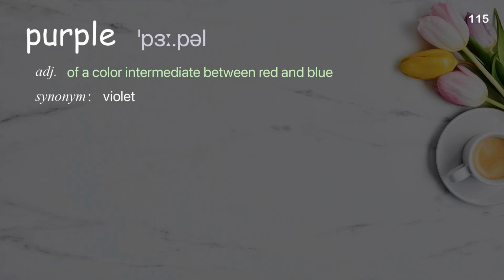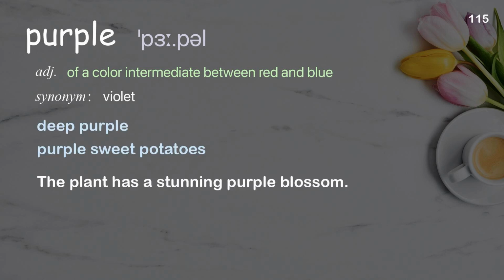Purple. Of a color intermediate between red and blue. Examples: deep purple, purple sweet potatoes. The plant has a stunning purple blossom.